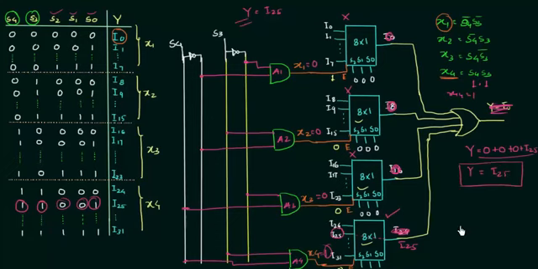So this is how you make a 32 cross 1 mux using 8 cross 1 muxes. This is a little bit complicated, but if you have followed my lectures, then this will be very easy for you to understand. So this is all for this presentation.